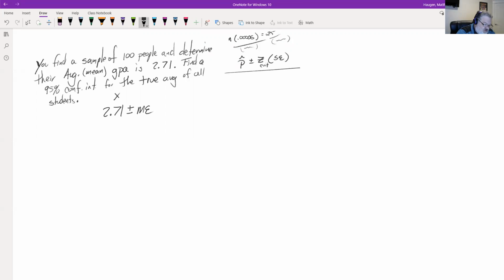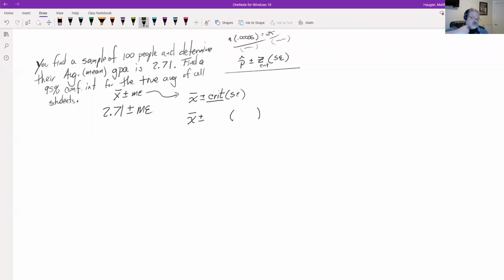We're still going to take our x bar, our sample average, sample mean in this case, and add and subtract a margin of error. Just like before, we're going to take that sample mean, add and subtract a critical value multiplied by standard error. One of the big differences is that standard error is no longer going to be the square root of pq over n, because this isn't a proportion problem.